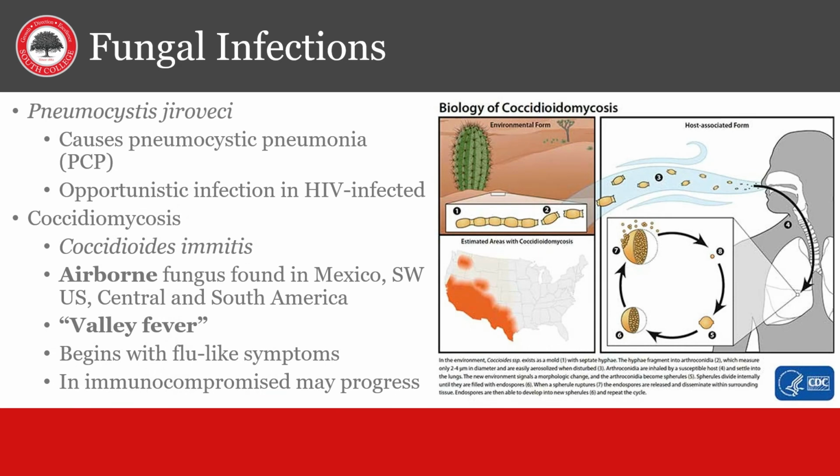PCP pneumonia is an AIDS-defining illness and comes from Pneumocystis jirovecii. It used to be called Pneumocystis carinii, but it was decided this organism is more fungal, and they changed the name.